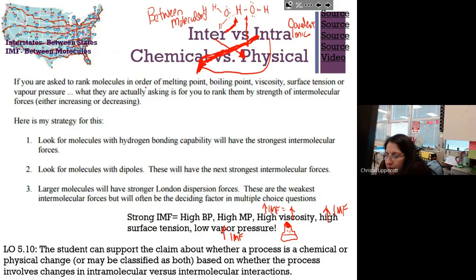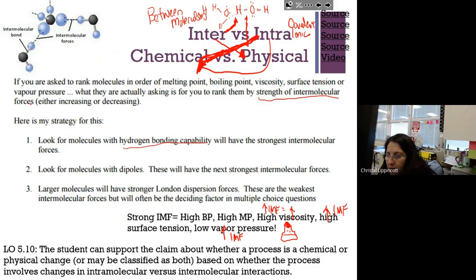If you are asked to rank molecules in order of boiling point, melting point, viscosity, surface tension, vapor pressure, what they're actually asking you is to rank them in terms of intermolecular forces. So look for the molecules with hydrogen bonding. If they have hydrogen bonding, they're going to have high intermolecular forces. Look for molecules with dipoles next. They're going to have stronger intermolecular forces. And then look for the larger molecules when you're looking at LDFs.